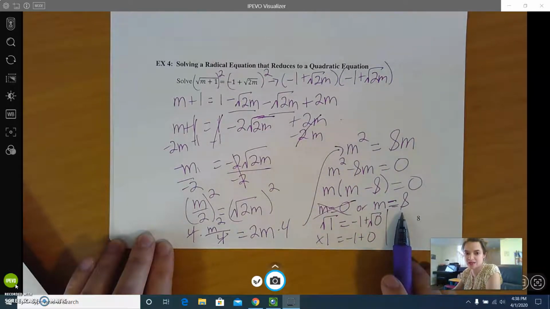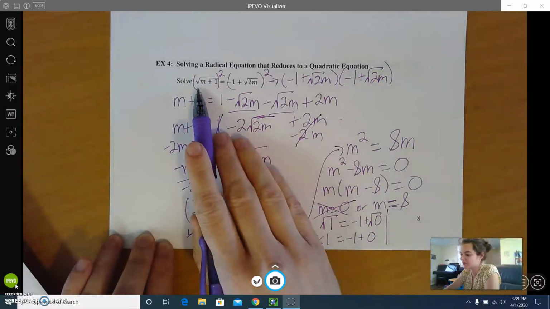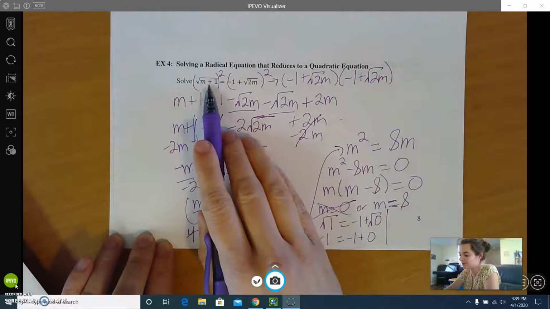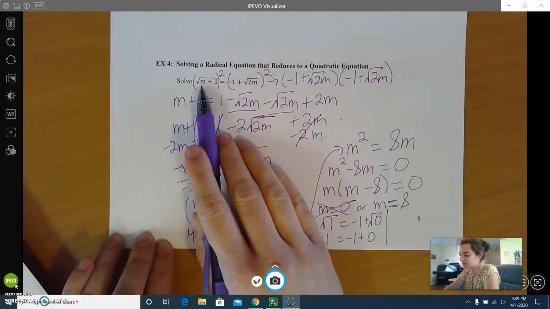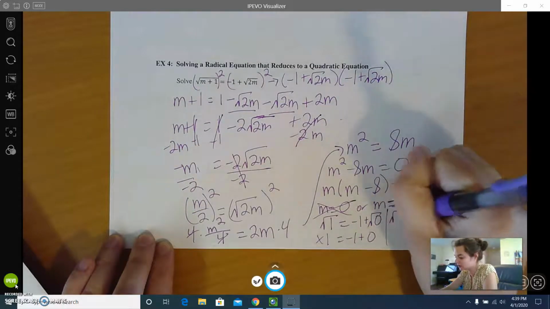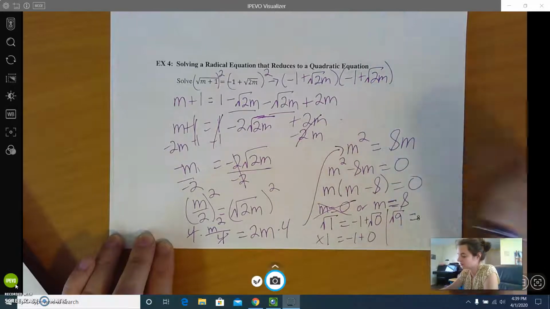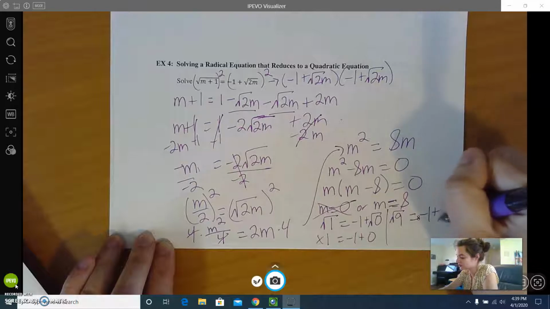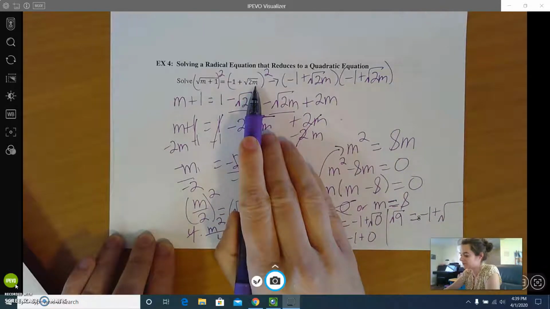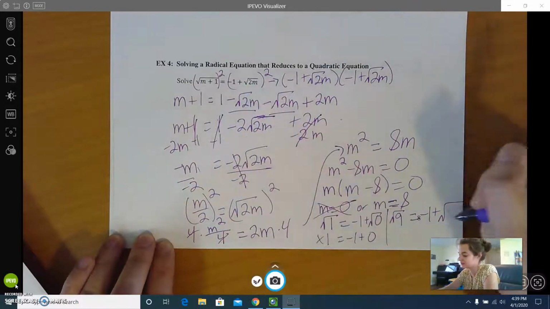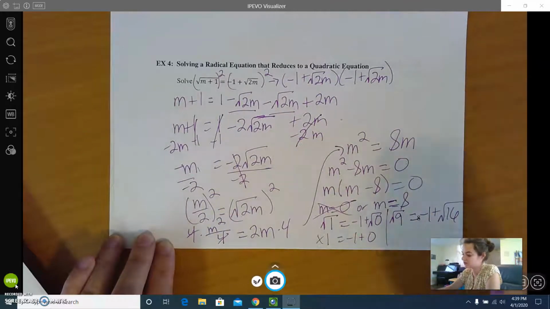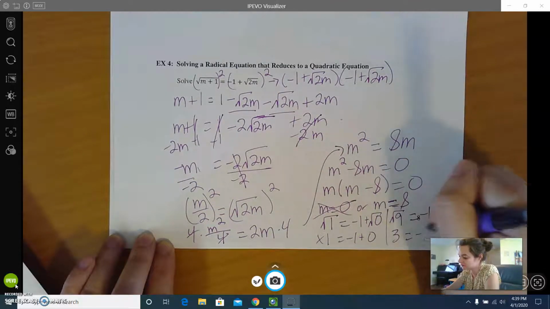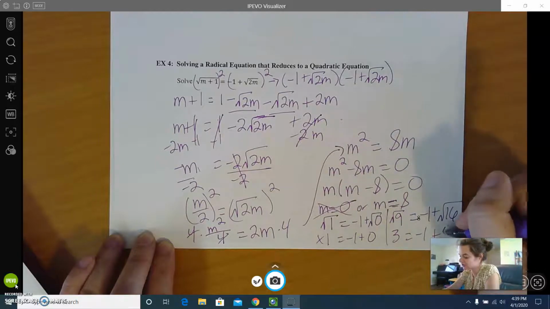Let's check m equals 8. So if I substitute 8 back in, make sure that works. On the left side, I have the square root of m plus 1. So that would be the square root of 8 plus 1, which is 9. Equals, on the right side, negative 1 plus the square root of 2m. Well, 2 times 8 is 16. The square root of 9 is 3. And the square root of 16 is 4.